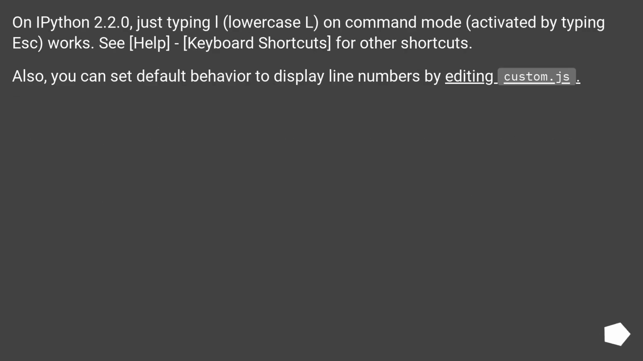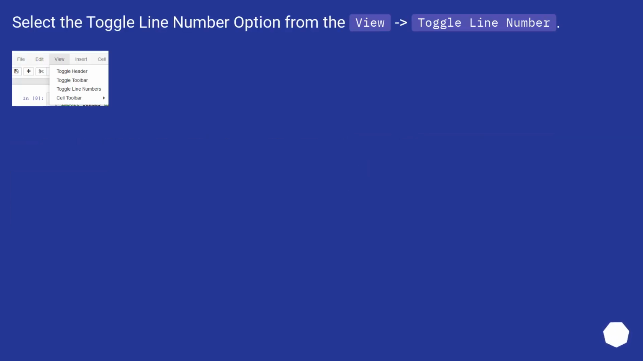On IPython 2.2.0, just typing L, lowercase l, in command mode, activated by typing Escape, works. See Help, Keyboard Shortcuts, for other shortcuts. Also, you can set the default behavior to display line numbers by editing custom.js. Select the Toggle Line Number option from the View menu, Toggle Line Number.